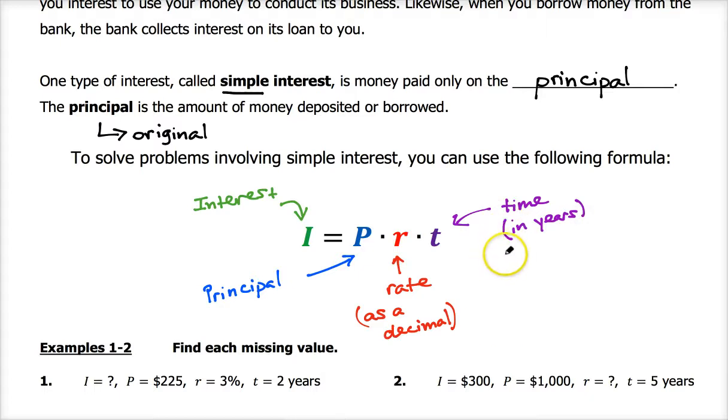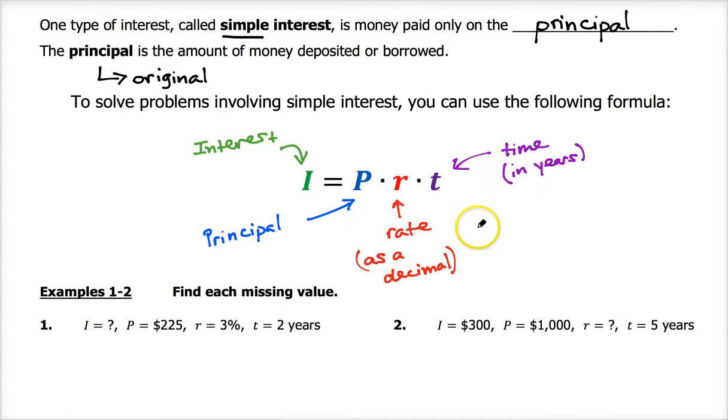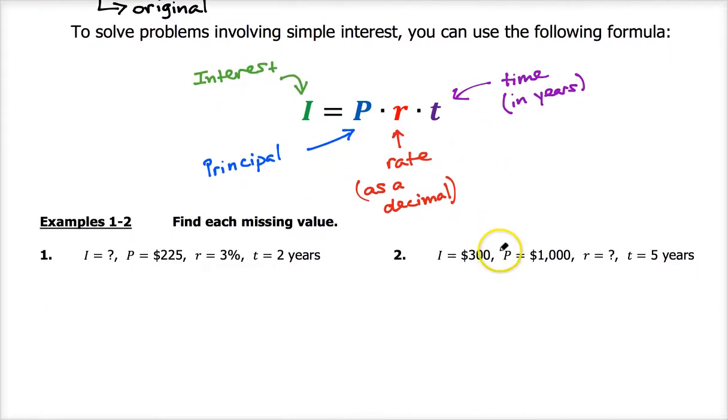So we're going to practice using this formula here in the examples below. In each of the examples, I've given you 3 out of the 4 values here, either the I, the P, the R, or the T, and then I'm asking you to find the missing value. So for number 1, we're being asked to find I in this formula. We're being asked to find the amount of interest. And then I've given you the principal, which is $225, the rate, which is 3%, and the time, which is 2 years.